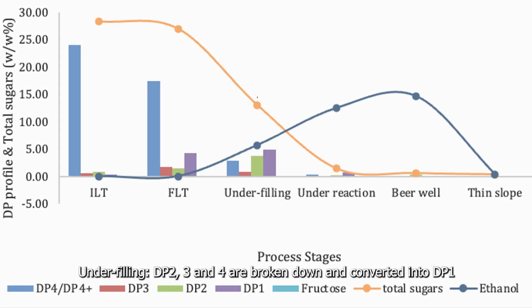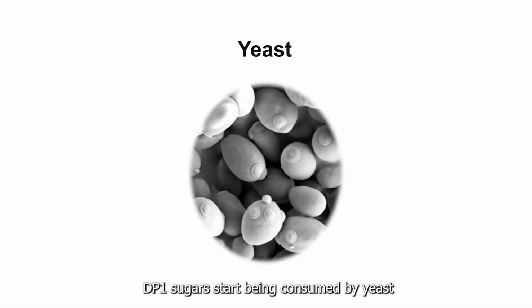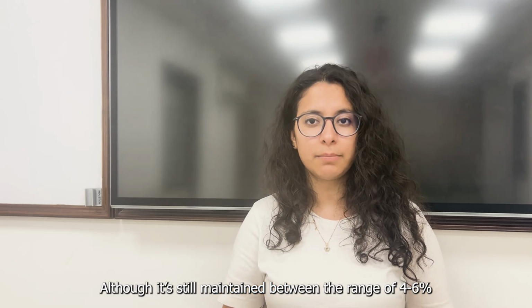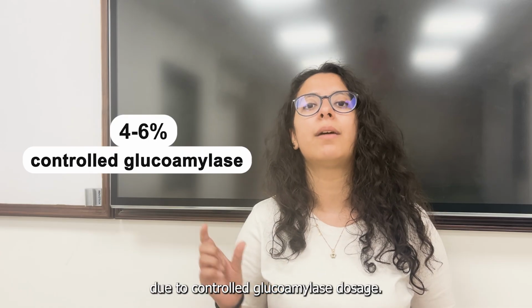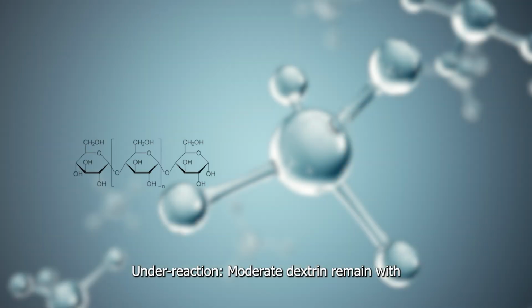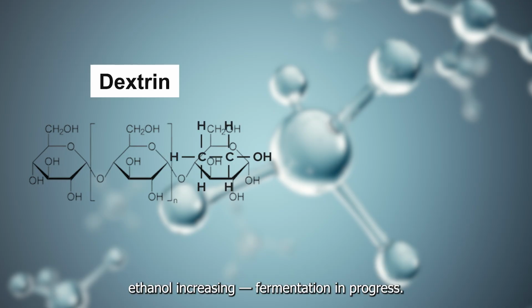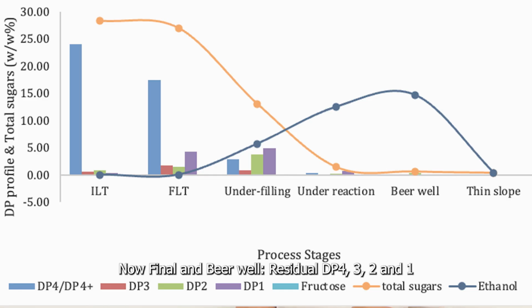Under filling, DP2, DP3, DP4 are broken down and converted into DP1. DP1 sugars start being consumed by yeast, although it is still maintained between the range of 4 to 6% due to controlled glucoamylase dosage. Under reaction, moderate dextrin remains with ethanol increasing. Fermentation in progress.